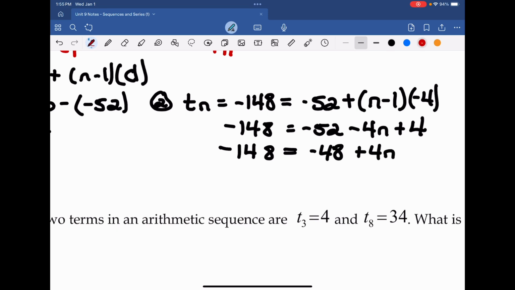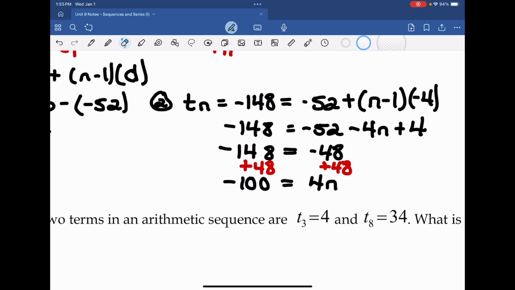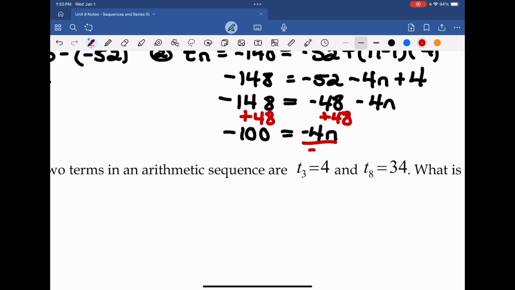I'm going to add 48 to both sides, so plus 48 and then plus 48. This is going to end up giving me a negative 100 is equal to positive 4n. And then I just want to make sure that, this should be a negative here. The fact that we're getting a positive there is not good. There we go. We have a negative 4n. We're going to divide both sides by the negative 4, divide by negative 4.